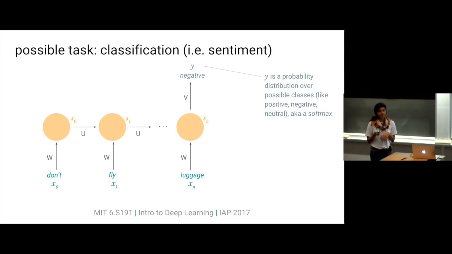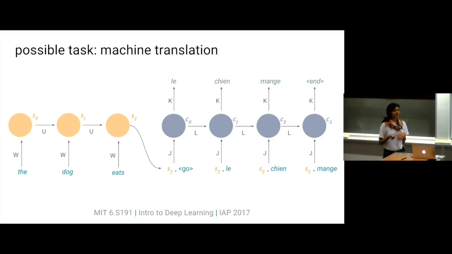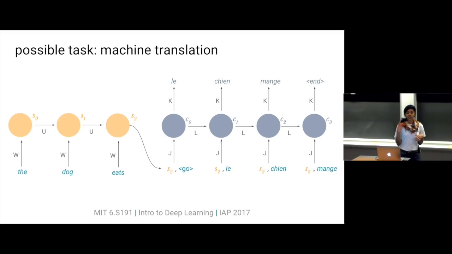Okay. The final task I want to go over that's pretty common is machine translation. So this is a type of structure called an encoder-decoder model. And that's because there's two different recurrent neural networks. The first is known as an encoder. It takes the sentence in one language that you want to translate. So let's say the dog eats. We feed that into one recurrent neural network. And then we take the final cell state and feed that in as input into a decoder recurrent neural network.